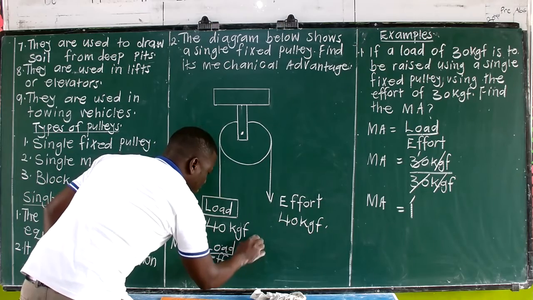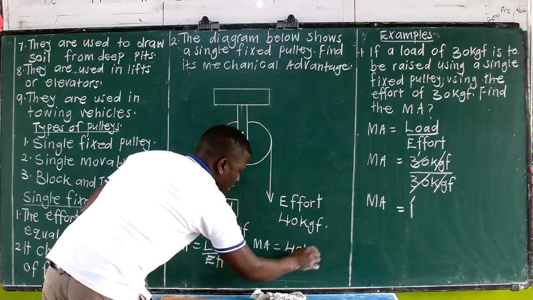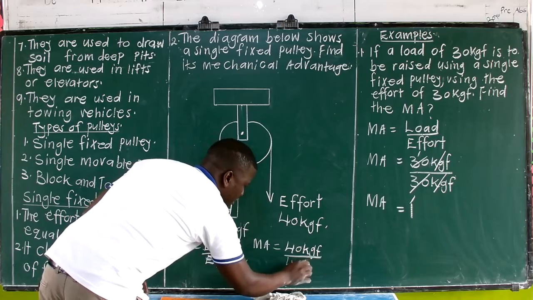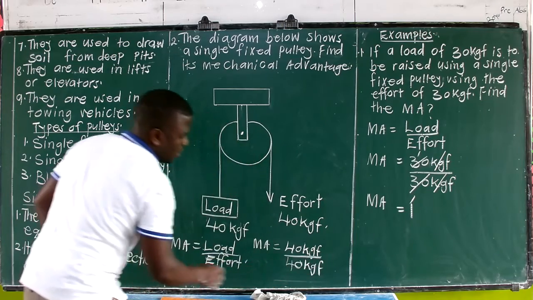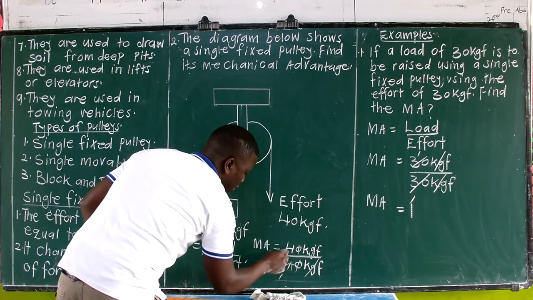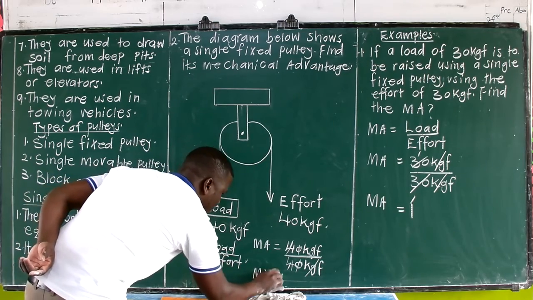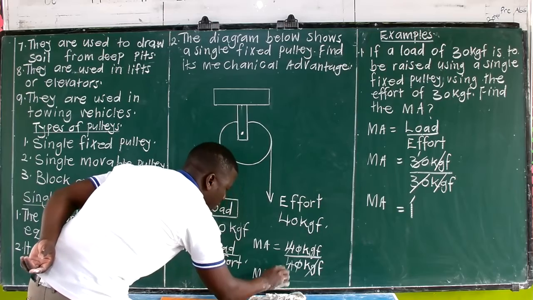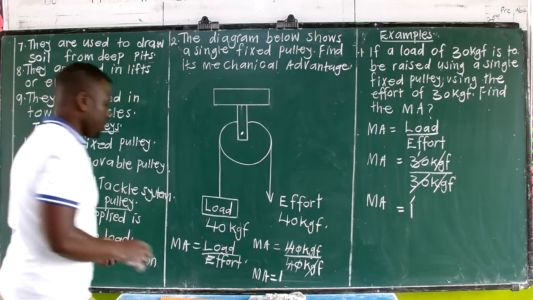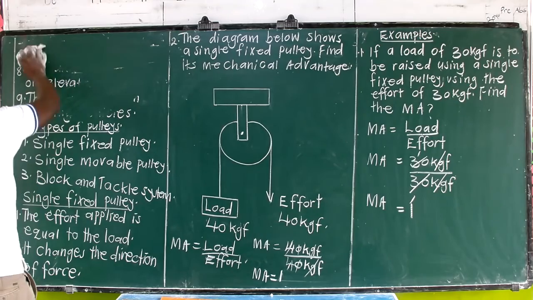Then you say mechanical advantage equals, our load is 40 kilogram force and the effort is also 40 kilogram force. Kilogram force cancels, 0 cancels with 0, 4 cancels with 4. Then we shall say mechanical advantage equals 1. The mechanical advantage equals 1.